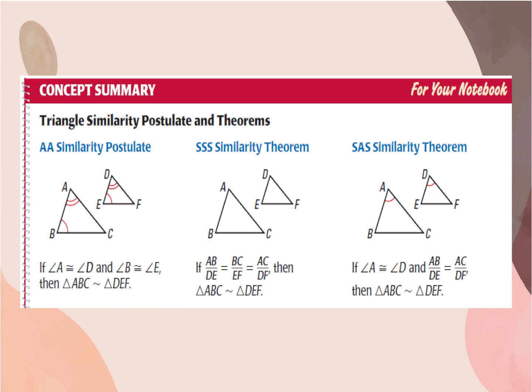So you have the triangle similarity postulate and theorems. You have the AA similarity postulate, which is when two angles are congruent within two triangles. So if you have, let's say, angle A and angle D in this figure are congruent, and angle B and angle E are congruent, then those two triangles are similar.